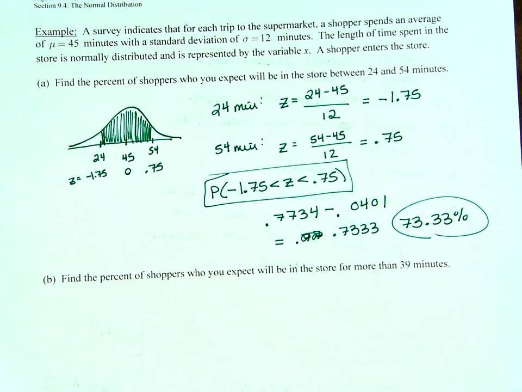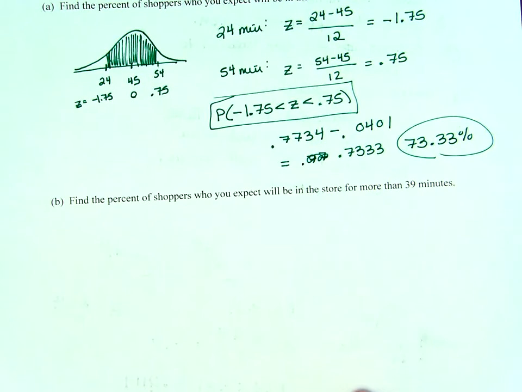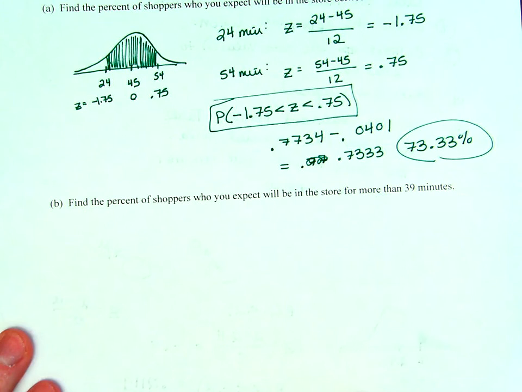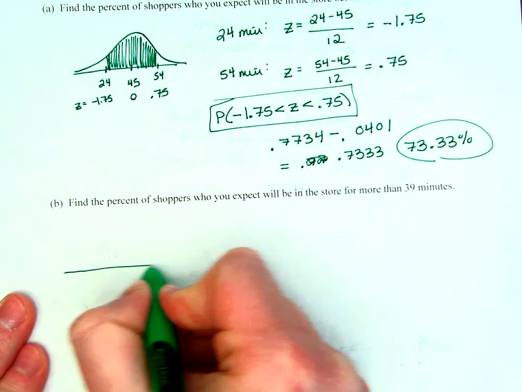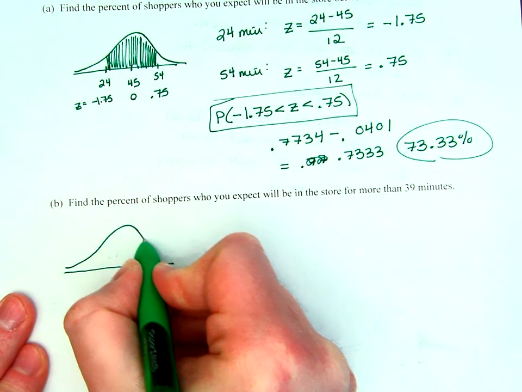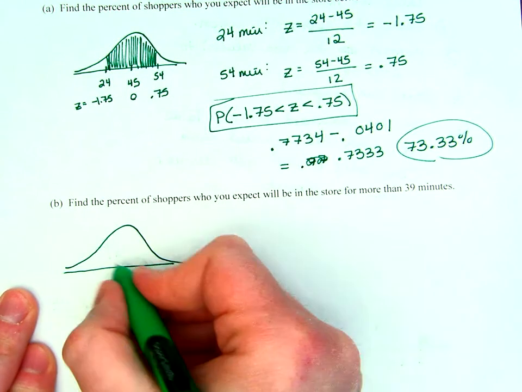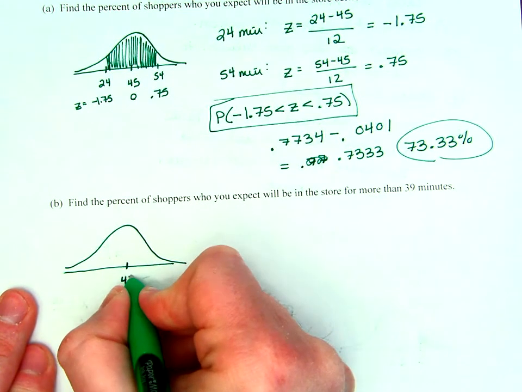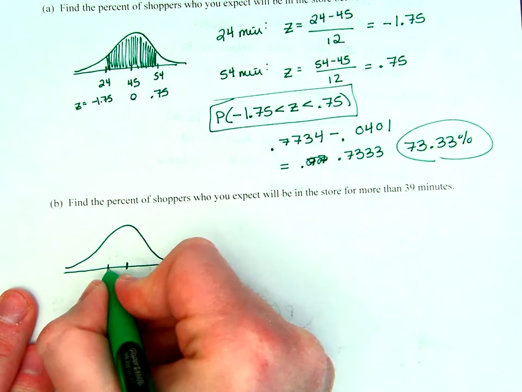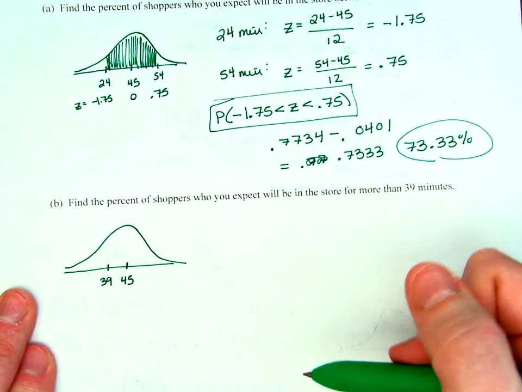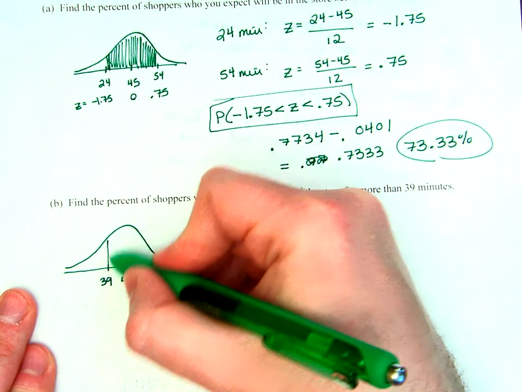One more. What percent of people are in the store for more than 39 minutes? Well, I'm going to draw my normal distribution out. I've got my mean of 45, and the data value I care about is 39, so I'll put 39 over here. More than 39 minutes, I care about this stuff.